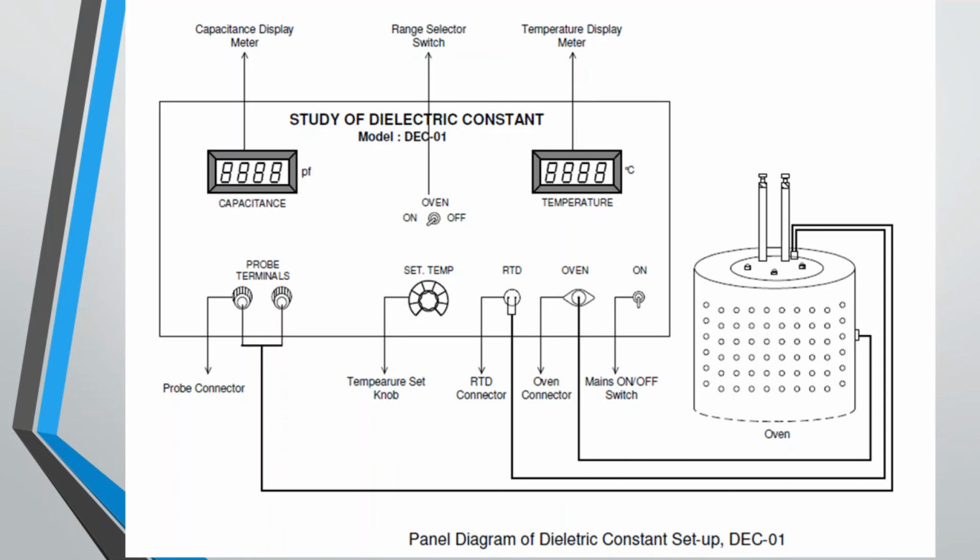Here is the complete panel diagram of the dielectric constant setup. The oven is connected, the probe is connected through these probe terminals, and the RTD sensor is connected with this oven, and the oven is connected with the oven knob. Here two displays are there. One will display the temperature, which the RTD sensor indicates, and the other is the capacitance meter, which will show the capacitance of the dielectric material at that particular temperature. One knob is there to set the temperature and control the rate of increase of the temperature of the oven. So we'll see this setup in the live demonstration. Thank you.